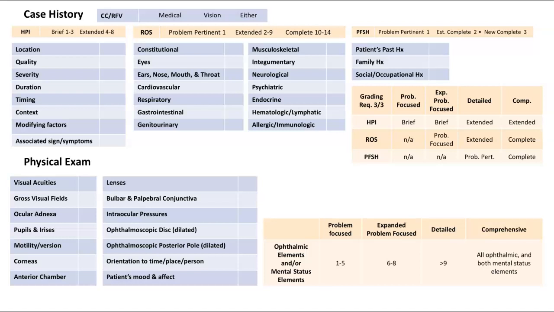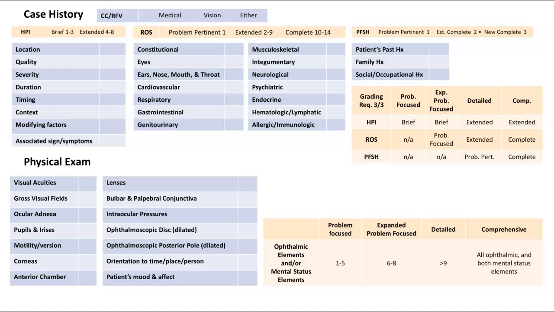Once you do that, you can see if there's, on the HPI, for example, if you have 1 to 3 of the HPI elements documented, that would be brief. And if you have 4 or more, that's extended, and the review of systems and past family social history are laid out the same. Then, once you have an extended HPI, a problem pertinent review of systems, and a complete past family social history, you can look over onto the right there and circle those elements, and then it will tell you if it's a problem focused, expanded problem focused, detailed, or comprehensive history. Makes it pretty easy. You just check the box as you go through the record, and it tells you what level of history you've earned.